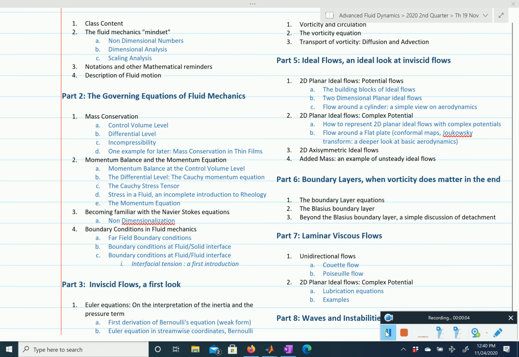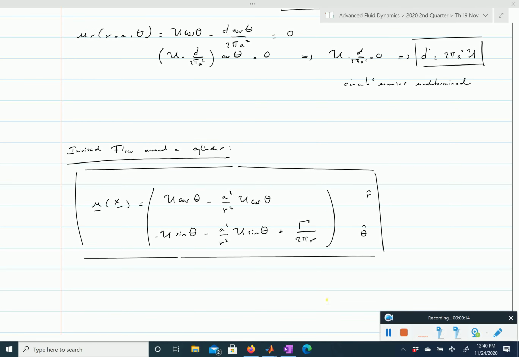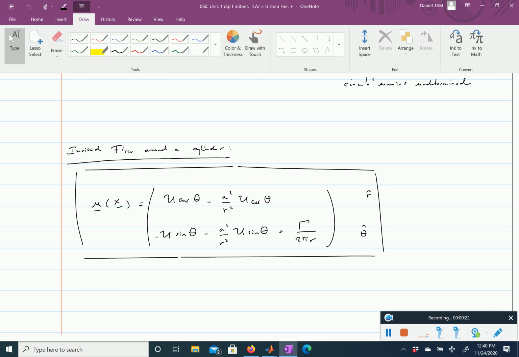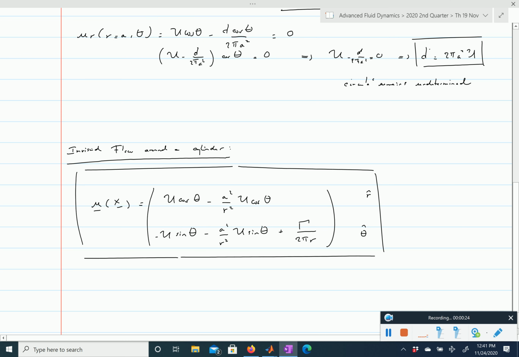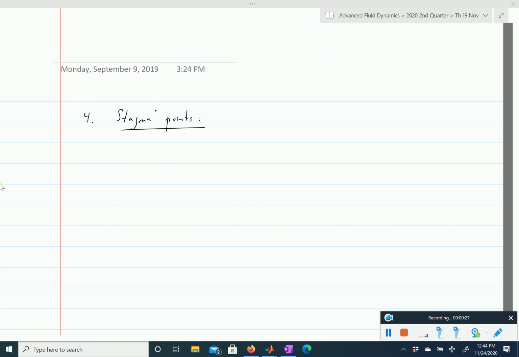We finish our discussion of the ideal flow around a cylinder by looking at the stagnation points which can be found in the flow. Let me go back to the flow that we derived. Remember that this is the velocity field, which is the flow around a cylinder. So recall again, we're looking at the stagnation points.